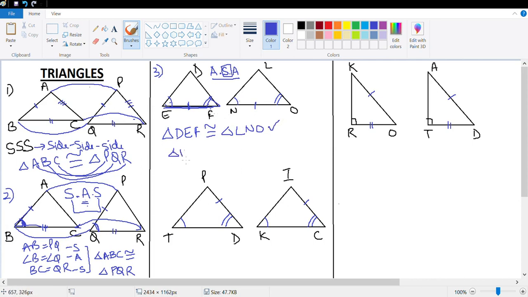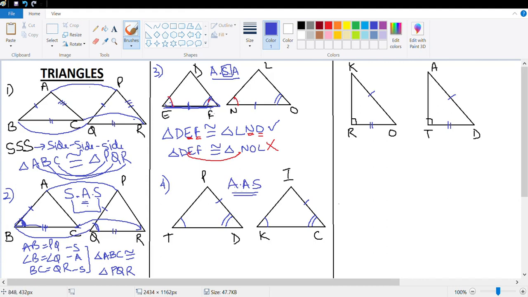Now in case I write this as triangle DEF is congruent to triangle NOL, this will be completely incorrect because angle D and angle N are not equal. What is equal is angle E and angle N. So if E is in the middle here, N will have to be in the middle here. If F and O are equal, which is given, F is in the end, O will have to be in the end. Let's look at test number 4, which is angle angle side.